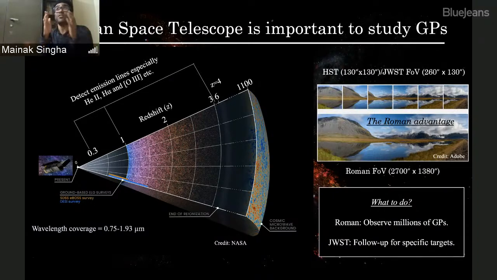So in this redshift range, we can find out what's happening from the end of the cosmic dawn to the present day, and how Green Peas are behaving, and what their contribution to the reionization of the universe is. Green Peas can give us so much information. And thanks to Roman, we will be able to get much more statistics than Hubble and JWST were ever able to.